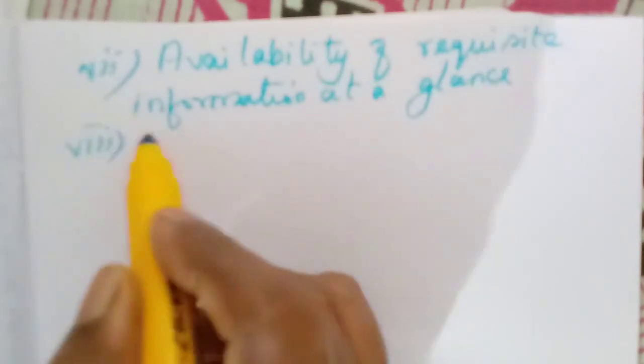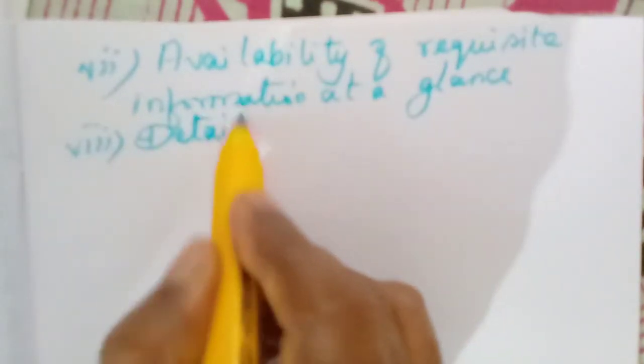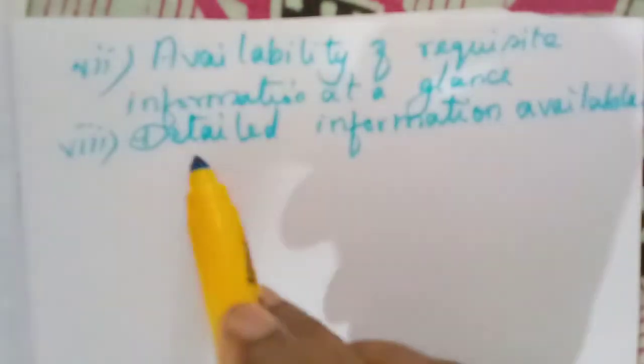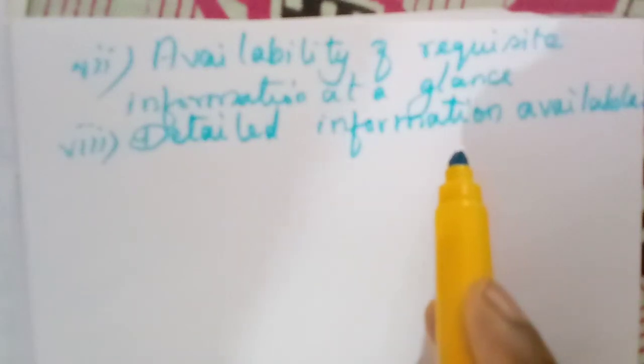And detailed information available. Next point. Detailed information available. Because if we open the book, we can find out how much quantity we have sold, who our customer is, the name, then the total amount, and the description of the books also we write. So all the information can be available from the subsidiary book.